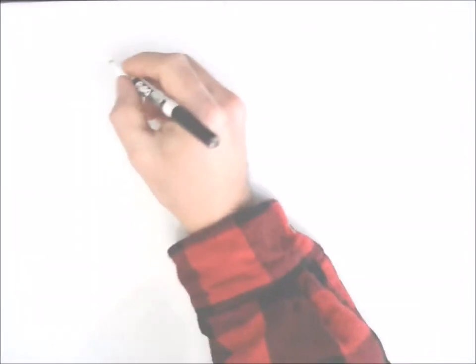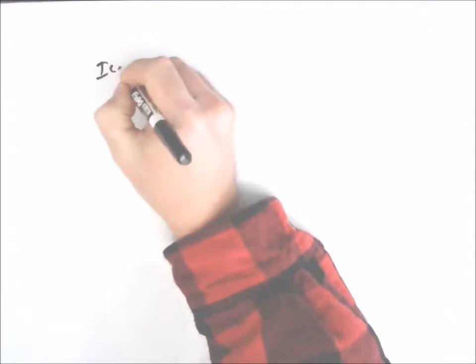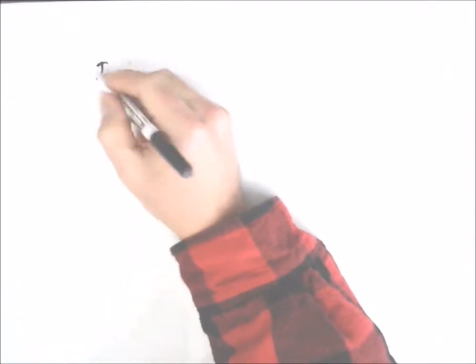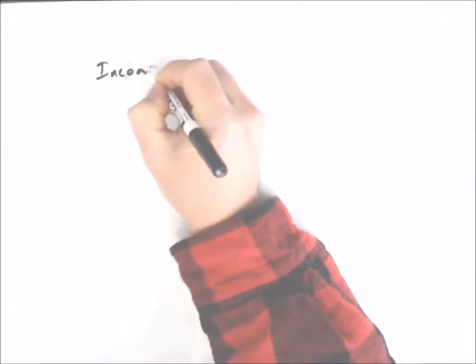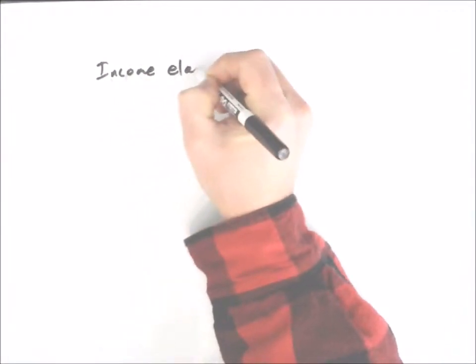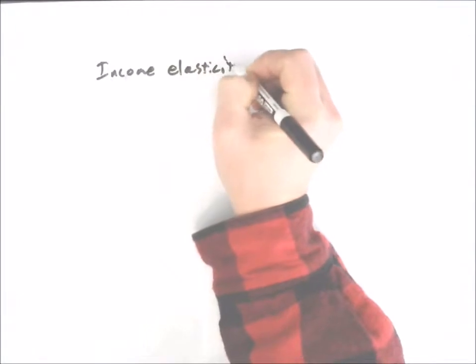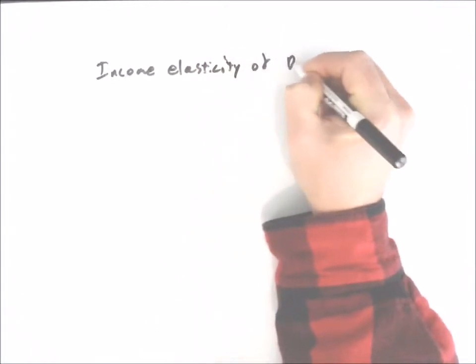We've just finished exploring price elasticity of demand, which was essentially a sensitivity in quantity demanded due to a change in the price level of the product. There are two other types of elasticities that we sometimes concern ourselves with, and the first is called income elasticity of demand.